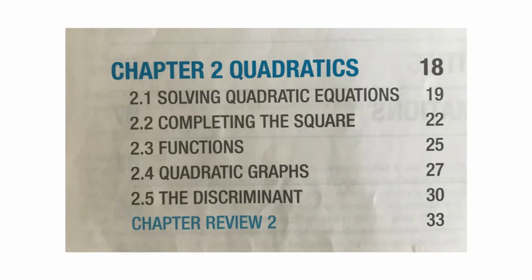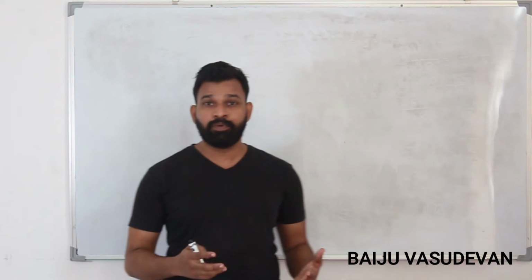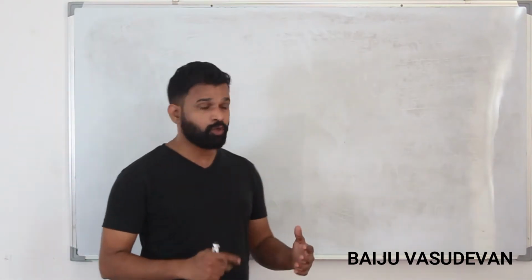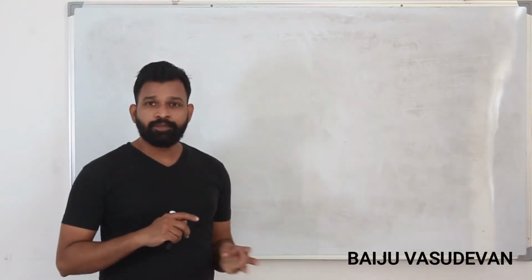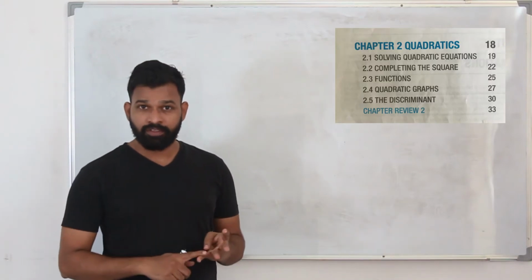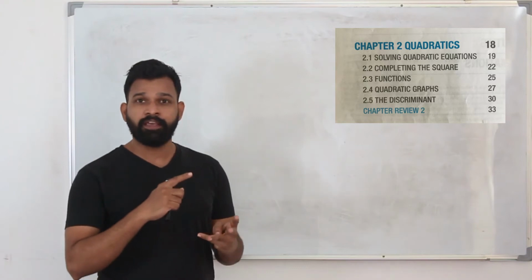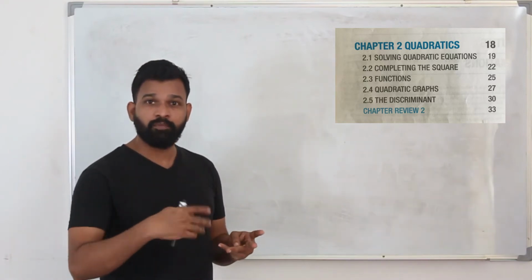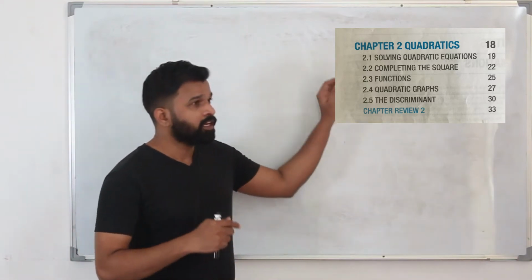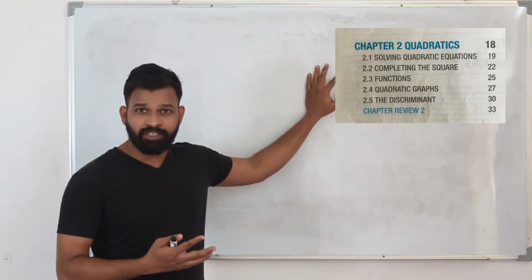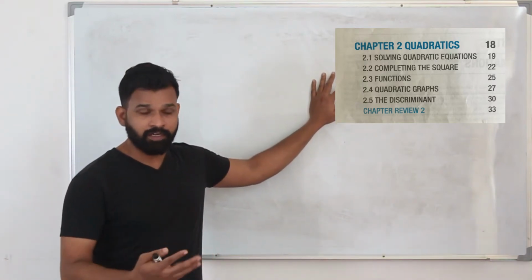Today we are going to learn Chapter 2 Quadratics from Pure Mathematics 1. If you take a look at Chapter 2, it has 5 subtopics, 2.1 to 2.5. So what can you expect in this chapter? You can expect solving quadratic equations by factorization or the product sum method, or solving by formula, or solving by completing the square. Then you will have functions, which is a new thing that you are going to learn.